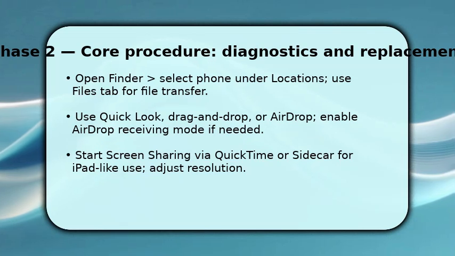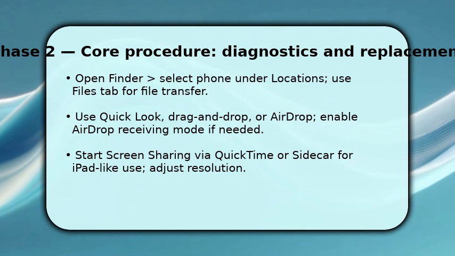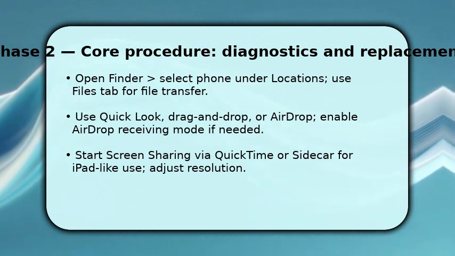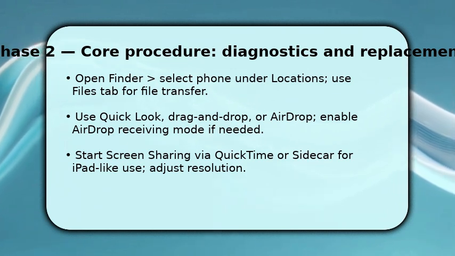Next, access your phone's content directly. In Finder, select your device under Locations to use the Files tab for app documents, or drag and drop files from desktop into the phone sections. Quick Look previews help verify content.